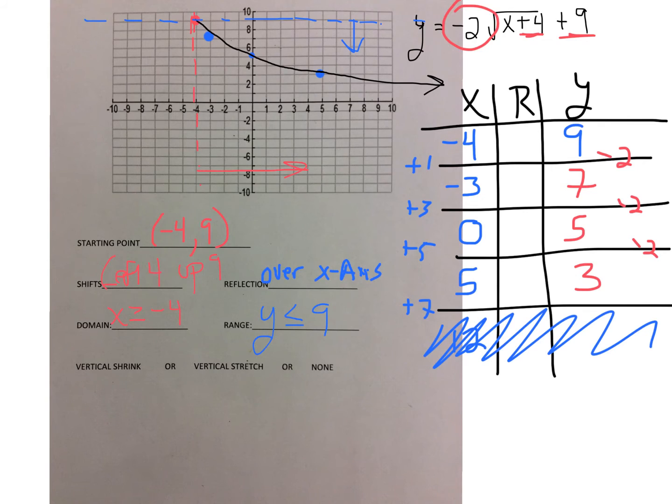Now, shrink, stretch, or neither, remember we do the absolute value of the a. Now, since the absolute value of -2 is +2, and 2 is bigger than 1, this is a stretch.